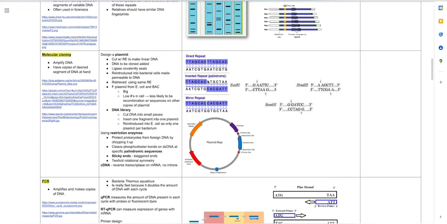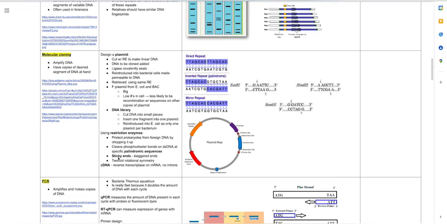Palindromic sequences are pretty interesting. Basically, if you look at this sequence, it is the same as this sequence read this way. I'll skip down to here. So this exhibits twofold rotational symmetry. Basically, if you rotate this twice, you get the same sequence.